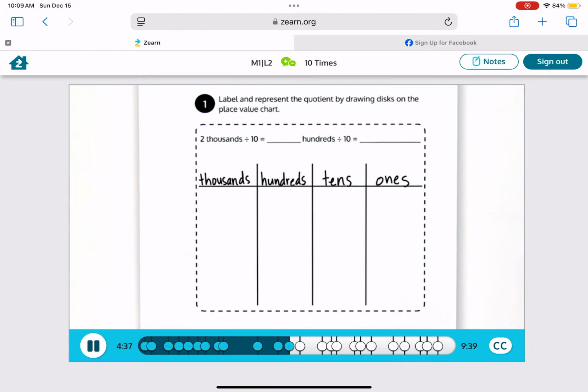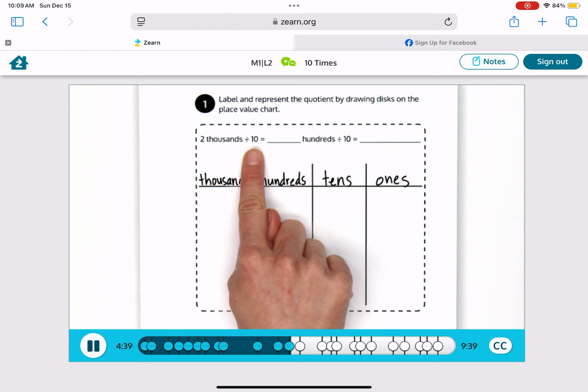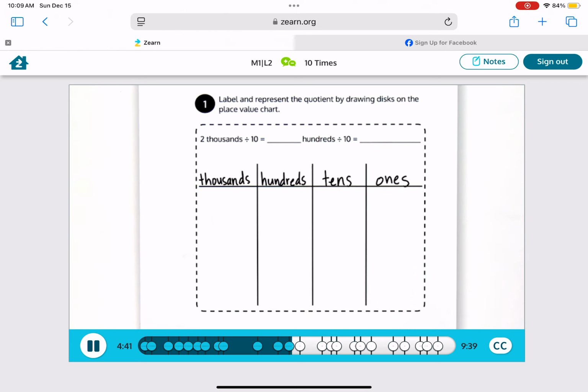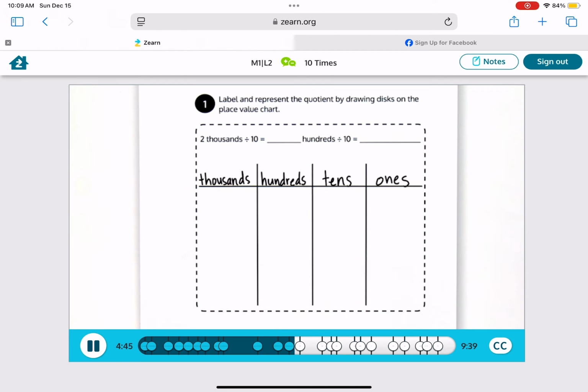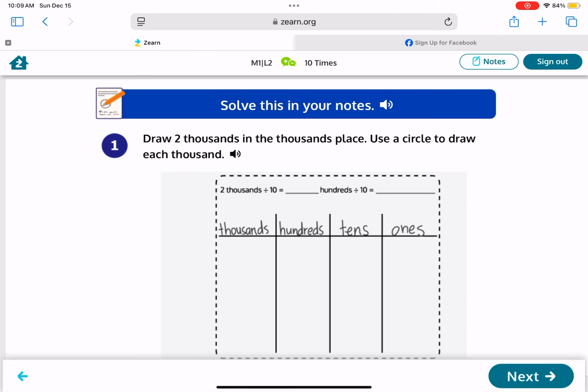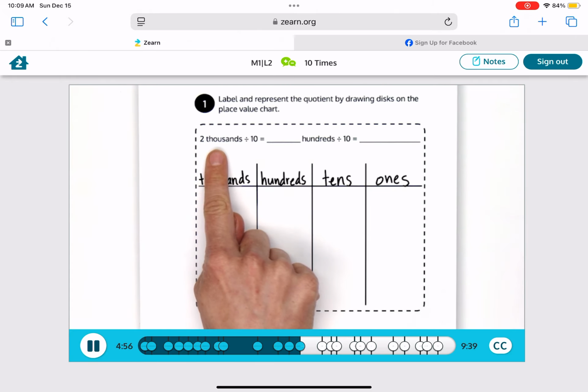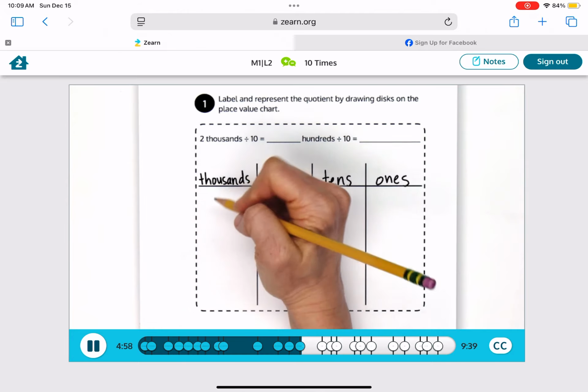Now we can use our place value chart to solve this expression. What's the whole in our division expression? 2,000s. Start by representing 2,000s in the place value chart using the largest units possible. Use a circle to draw each 1,000. I'll draw 2,000s like this.